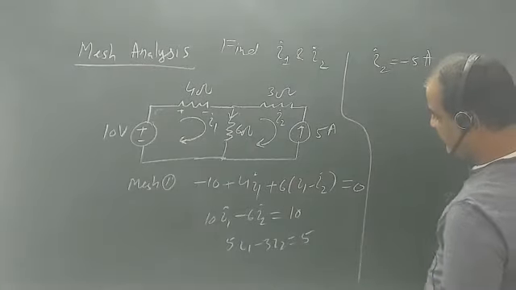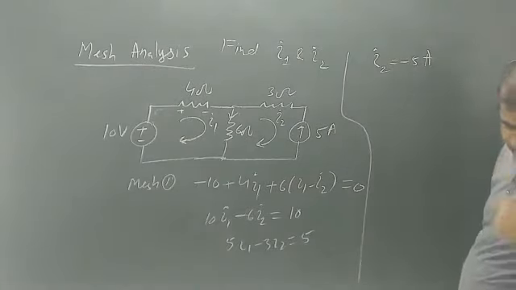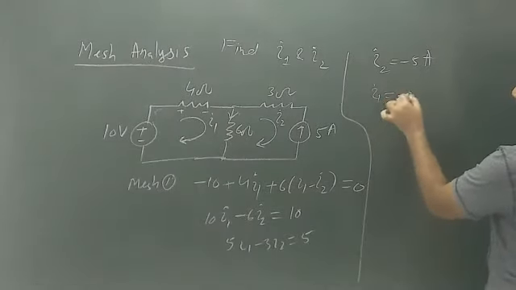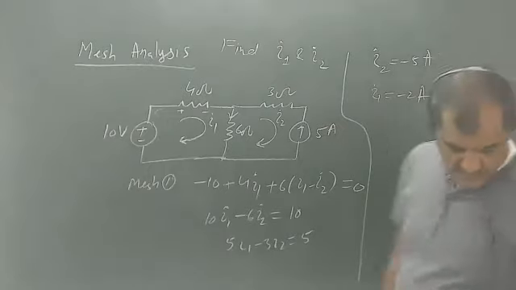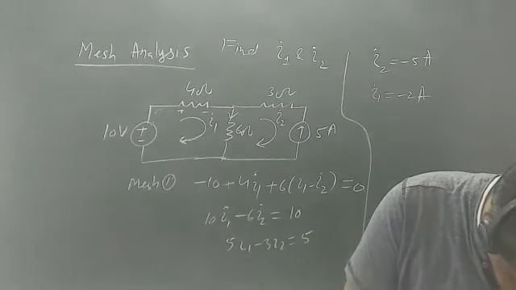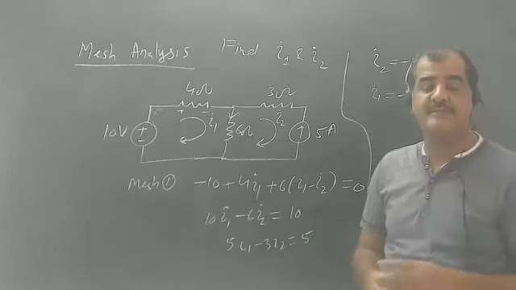Now you can solve. What is the value of I1? Minus 2 ampere. So I1 is minus 2 ampere. Let me check the direction of the current 5 ampere. Check answer. Yeah, correct. हाँ, क्या क्वेश्चन है?